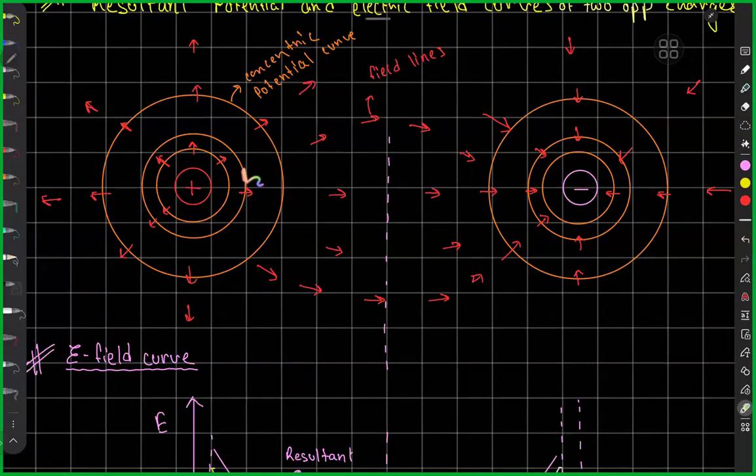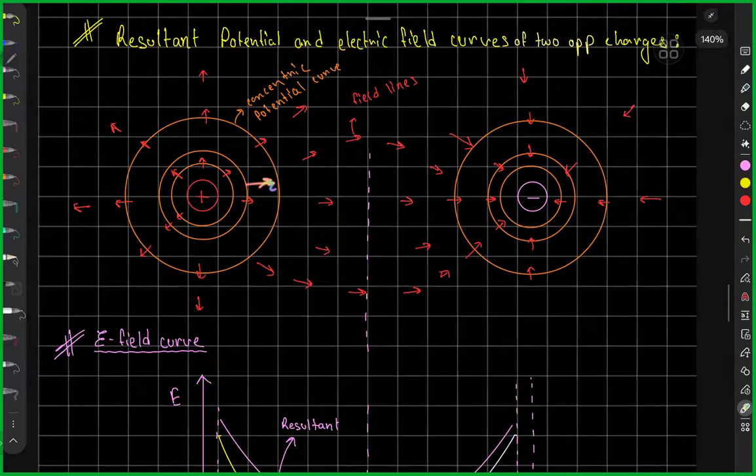Over here, let's say the electric potential is 15 volts. Okay, the work done per unit charge, 15 volts. And over here, let's say it is 10 volts. So as you go away from the center of the charge, it decreases. And with what proportion? 1 by r. So that's why the spacing increases.